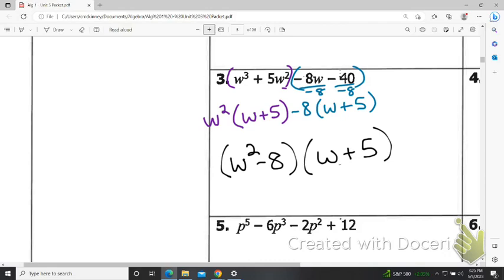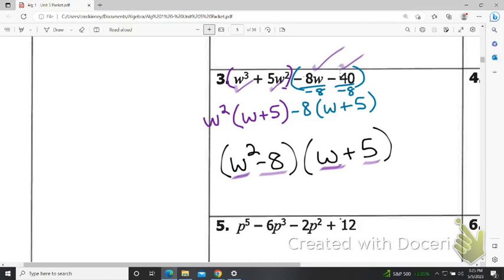The distributing it out is simply a check. And so you wouldn't necessarily even have to write it, but I would encourage you to go through that process. So maybe it's just something you think. W squared times w, w to the third. W squared times 5, 5w squared, I like where this is going. Negative 8 times w, negative 8w. Negative 8 times 5, negative 40. Perfect, right? Okay. So far we've only had cubics, so they've just had third power.